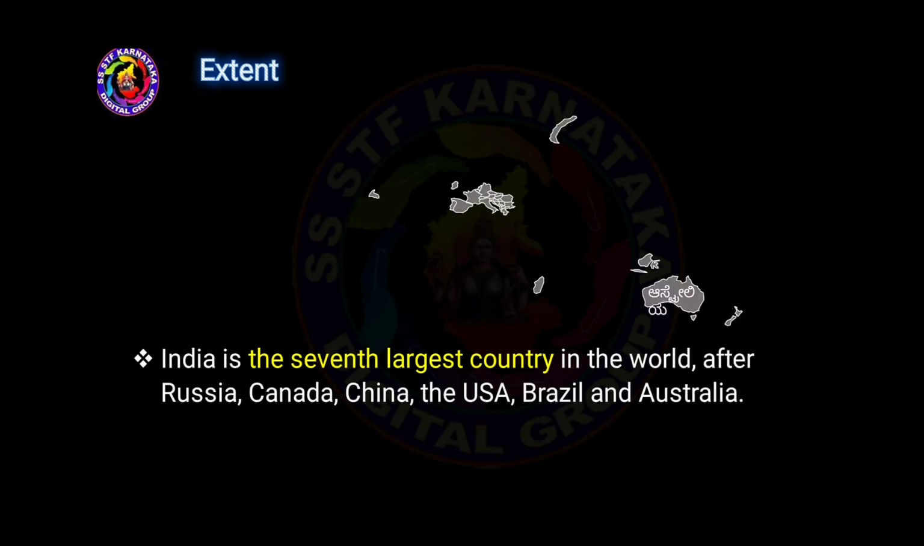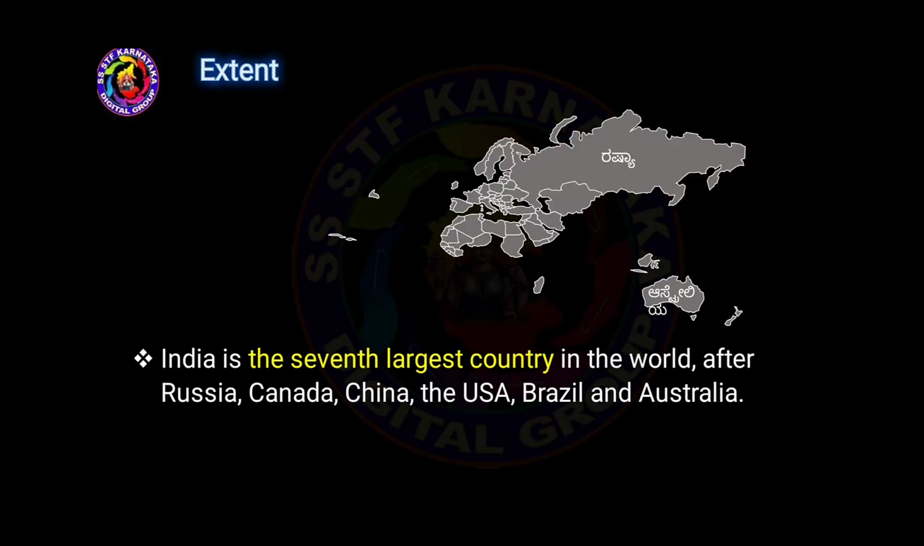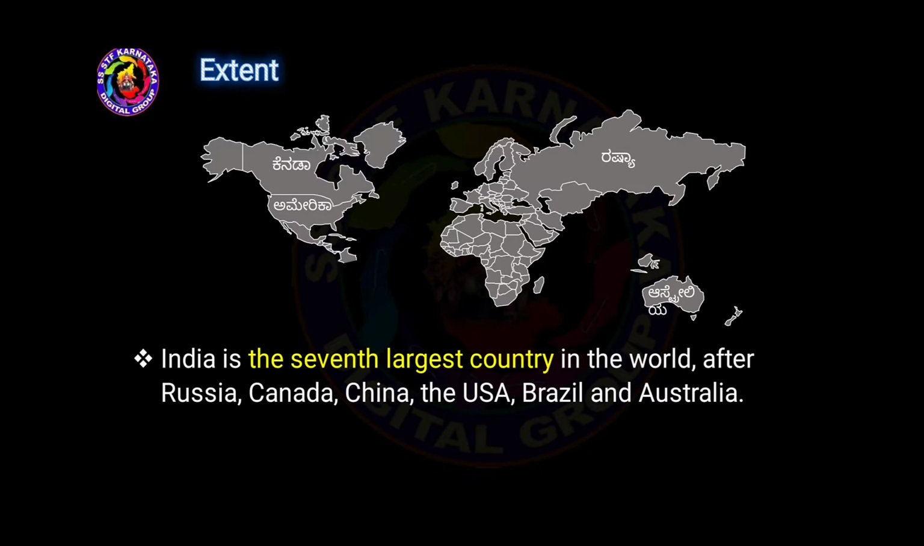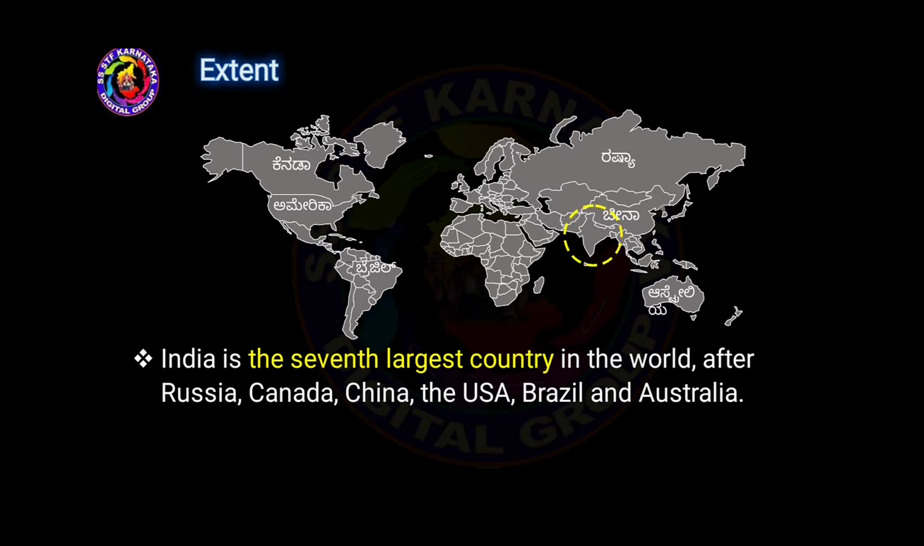India is the seventh largest country in the world after Russia, Canada, China, the USA, Brazil, and Australia. So, which is the largest country in the world? Russia is the largest country in the world, then Canada, then China, then USA, then Brazil, and Australia. So, our country is the seventh largest country by area in the world.